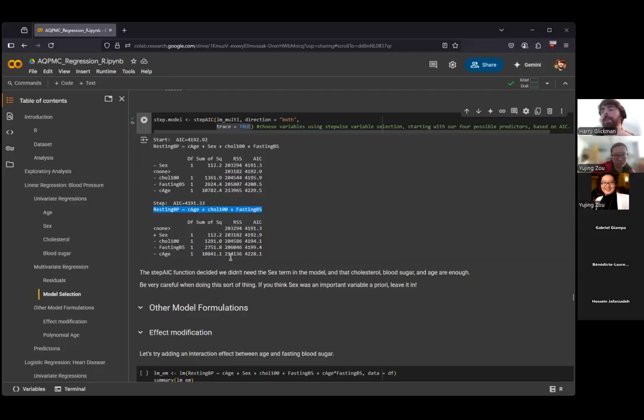So again, be very careful when you're doing this. And if you thought sex was going to influence blood pressure a priori, don't delete it just because this happened. Keep it in. But if you have a more complicated situation and you know what you're doing, then this can be an okay thing to do to sort of find the best model.